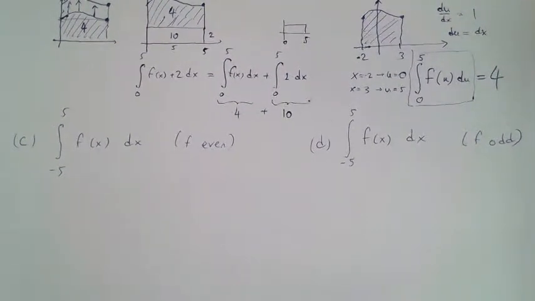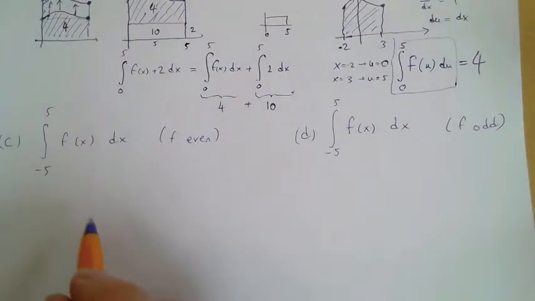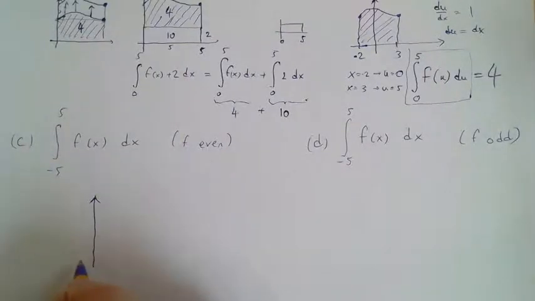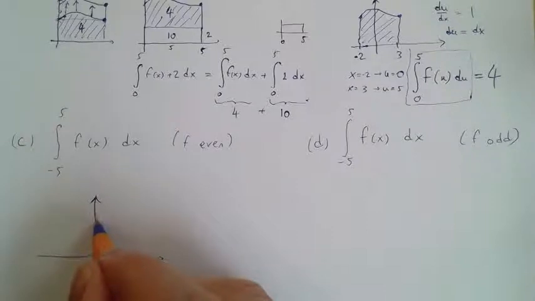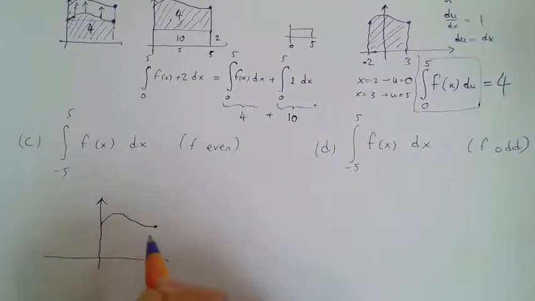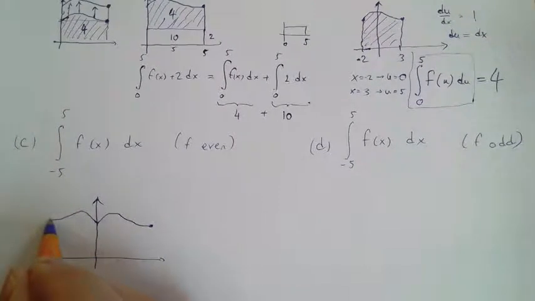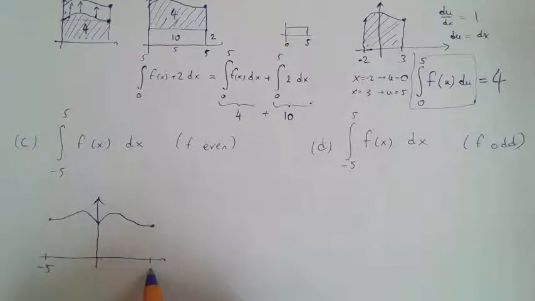Questions C and D use properties of functions. In question C, we have a function f that is even, which means it's symmetrical about the y-axis. So if my function f is like that, then now I know what's happening to my function f on the other side, because it's symmetrical.